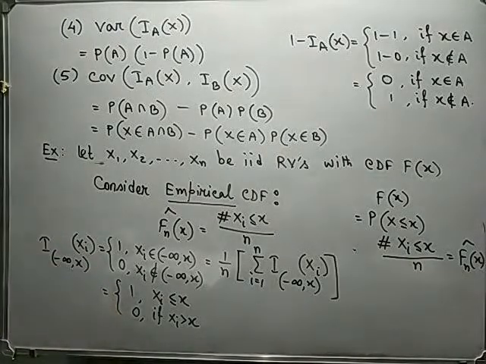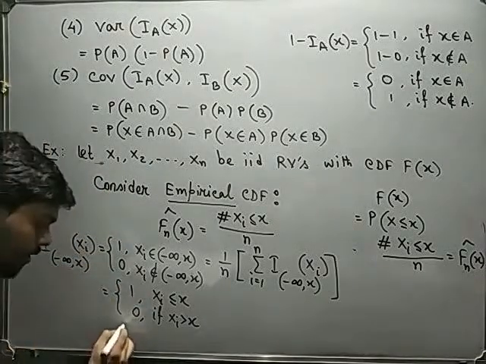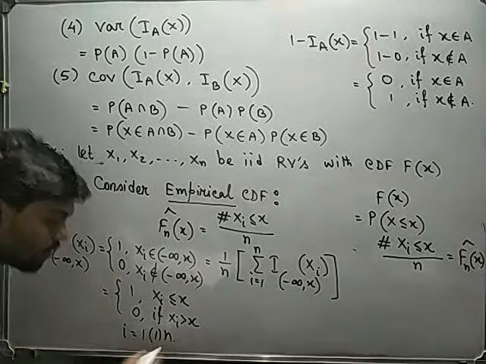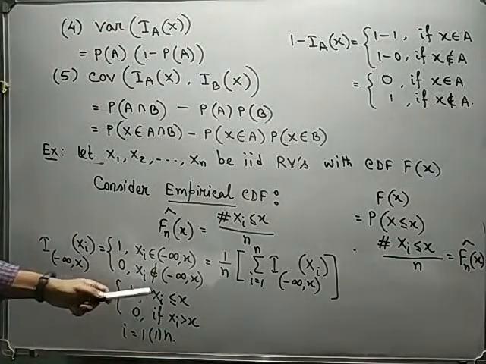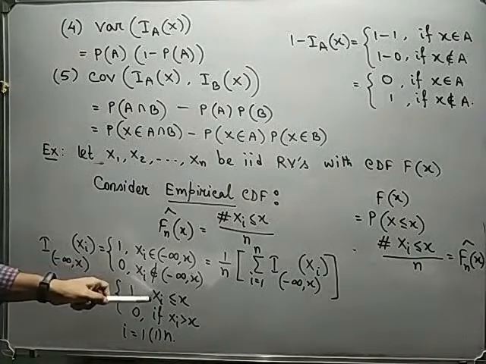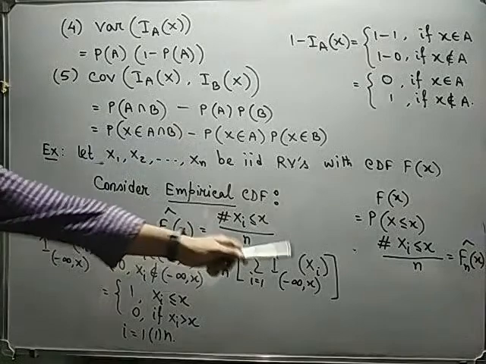So simple. We are checking on each and every xi, with i running from 1 to n. So if we say i equals 1, we check x1: if x1 is less than or equal to x, we take the value 1, and we are adding all of them.